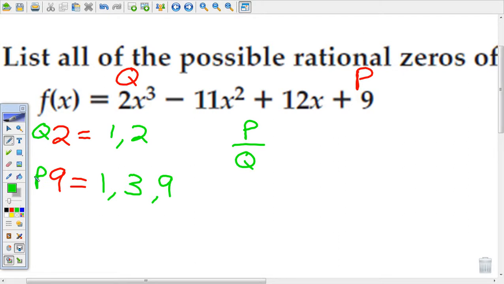So what are the possible zeros? Well, pick a P, pick a Q. Let's divide everything by 1 first, because I like whole numbers. So that would be plus or minus 1, or 3, or 9. So plus or minus 1, plus or minus 3, plus or minus 9. And then how about when the denominator is 2? 1/2, 3/2, 9/2.